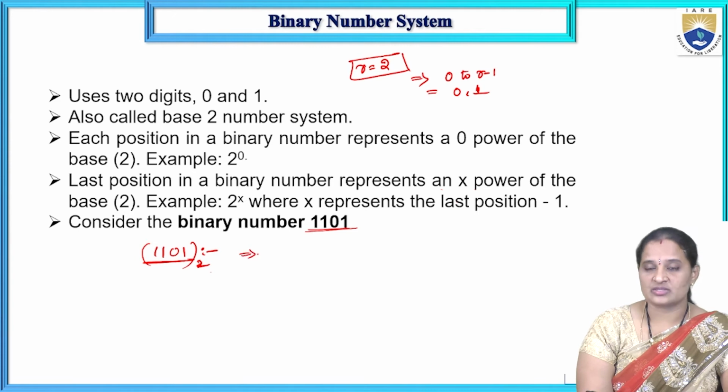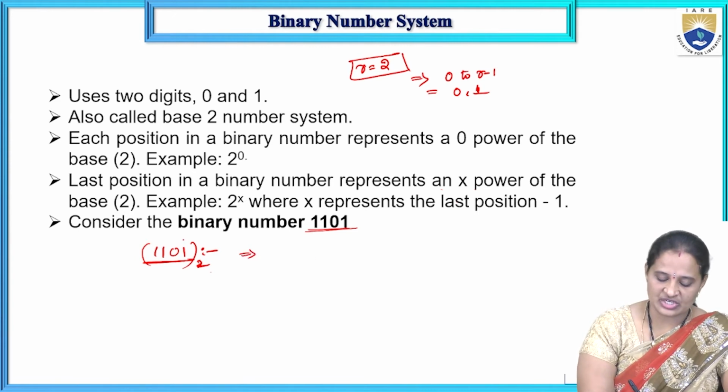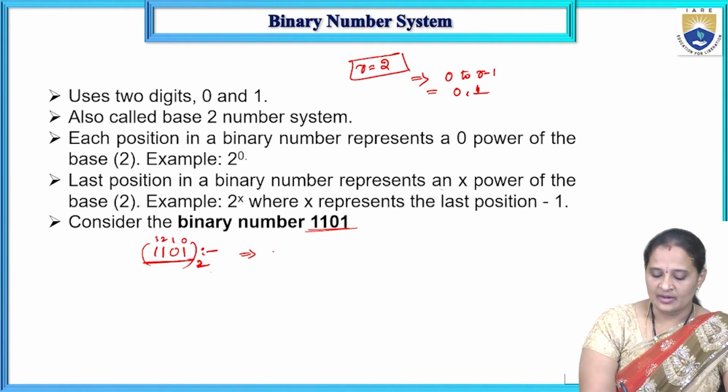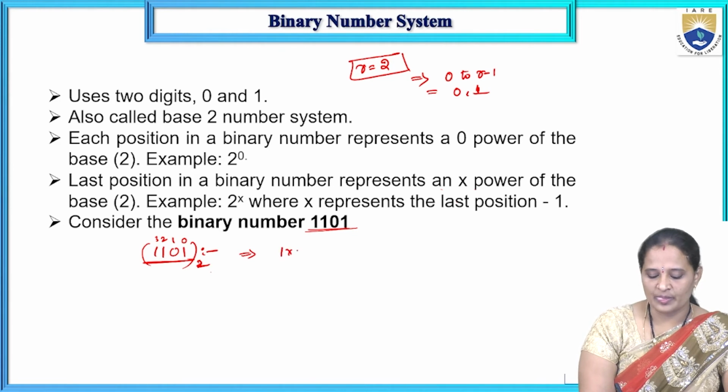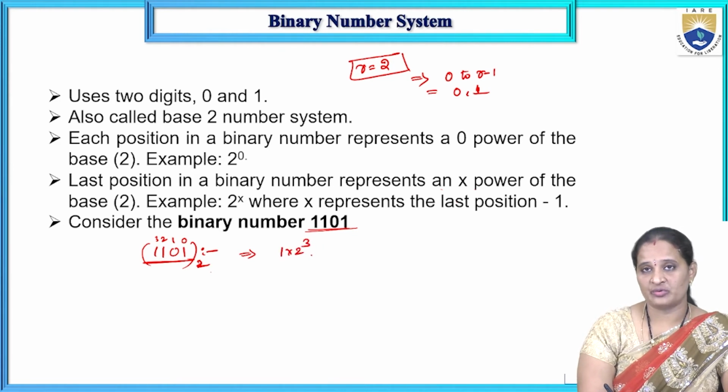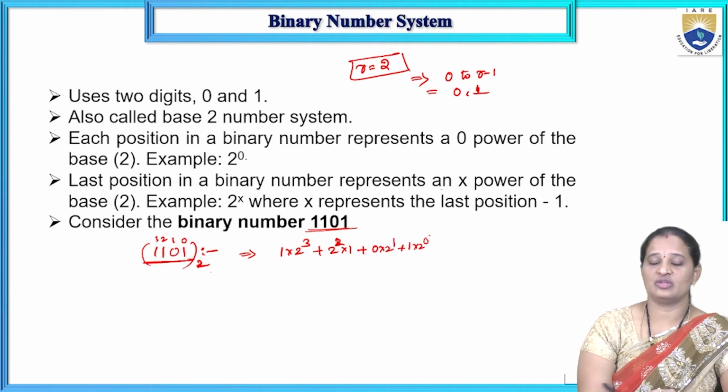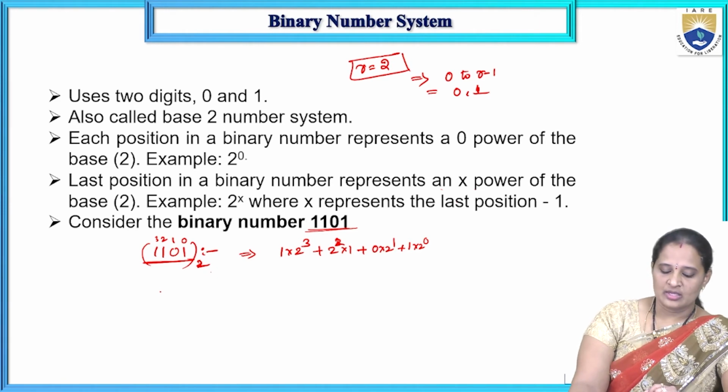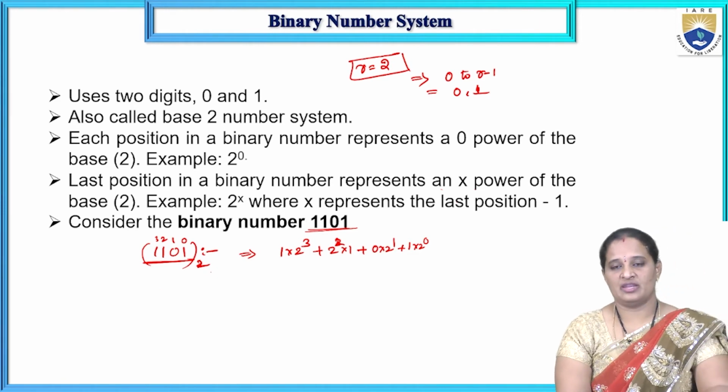So now how can I represent this one? The positional weights always start from 0, 1, 2, 3. So this I can write as 1 into 2 power 3. As I already told you, each bit position, each digit, will have a positional weight in the powers of 2. What is the position here? 3. So that is why the weight of this bit is 2 power 3, plus 2 power 2 into 1, plus 0 into 2 power 1, plus 1 into 2 power 0. So these are the positional weights. Okay, so that is about the binary number system.